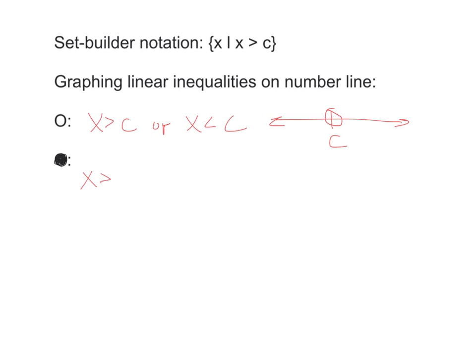If we were to have x is greater than or equal to c, or x is less than or equal to c, then when we graph this on a number line, we're going to fill that circle in because we're including that number c.